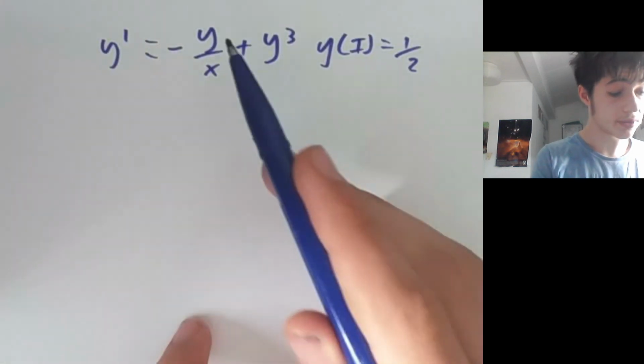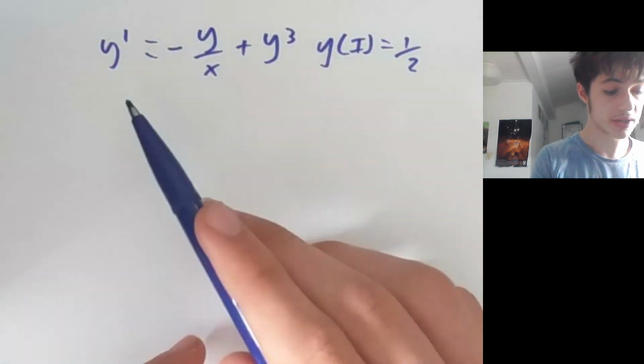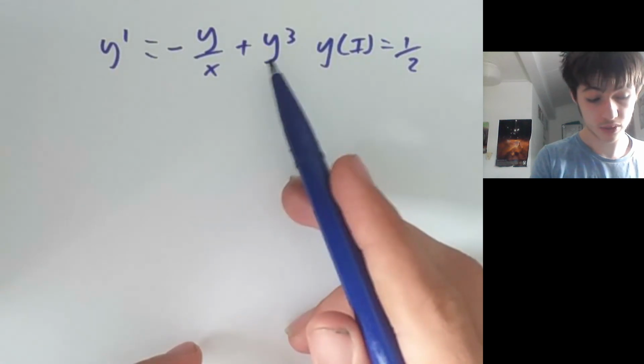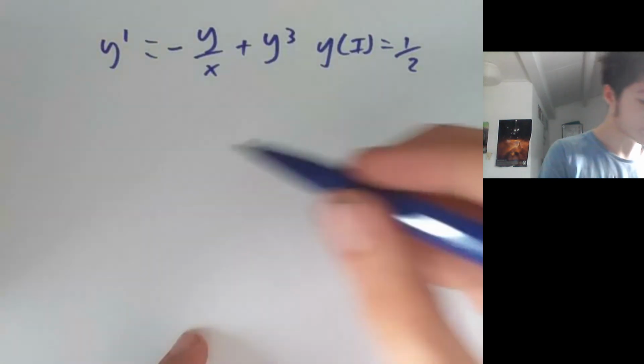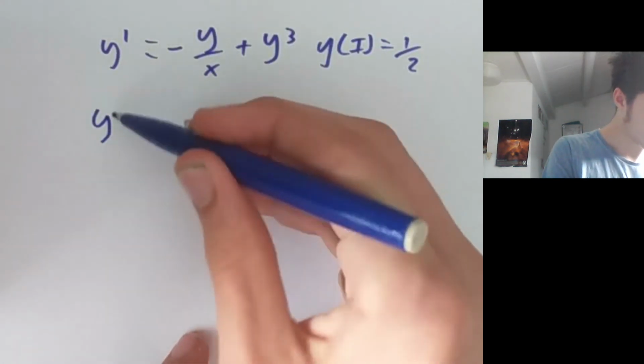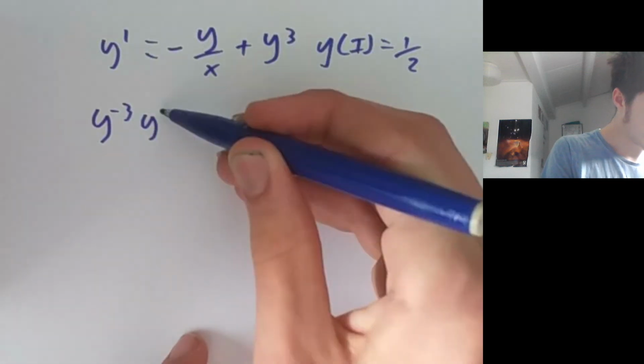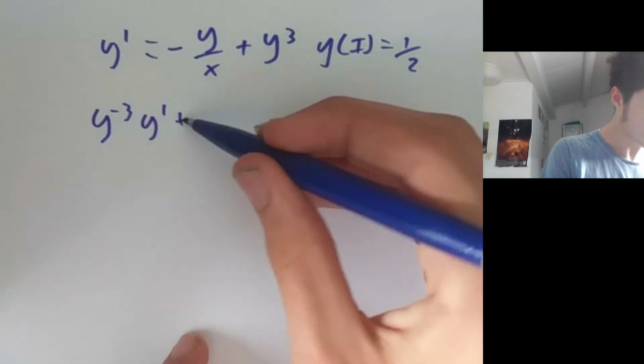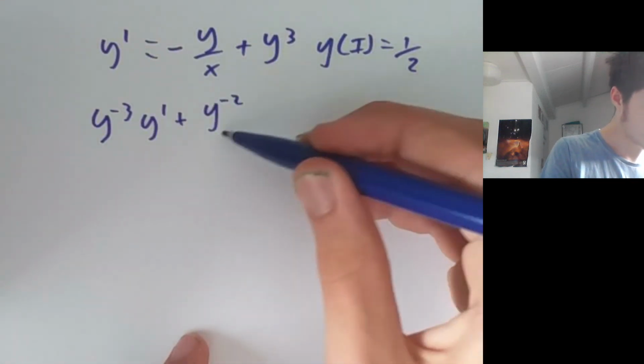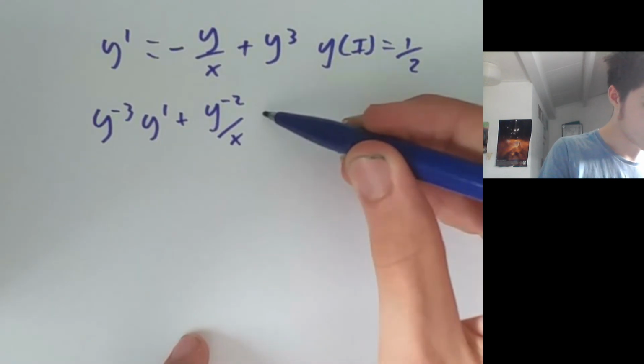So first of all, I'm going to move this y over x to the other side, and simultaneously I'm going to divide by y cubed. So we get y to the negative 3 y prime plus y to the negative 2 over x will be equal to 1.